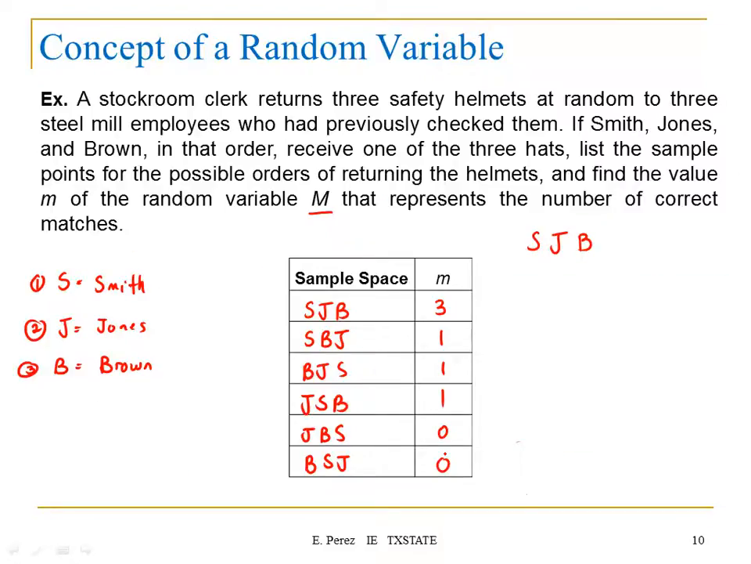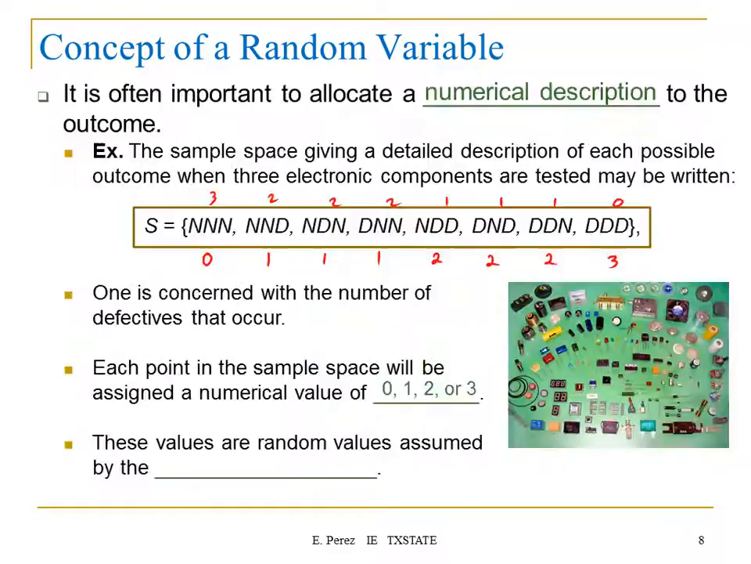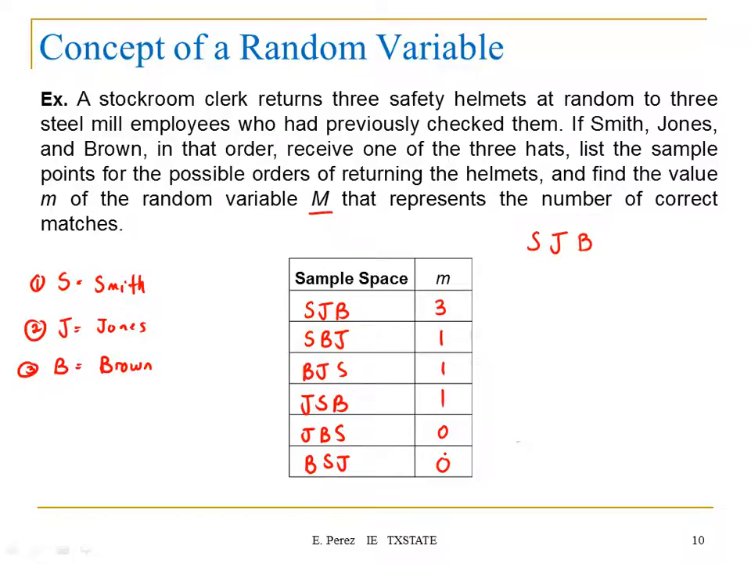Any questions? So again, we are trying to assign a number to each possible outcome of your sample space. You define your sample space, you define the function, in this case the number of matches, and then depending on that function, you represent the value with a number.